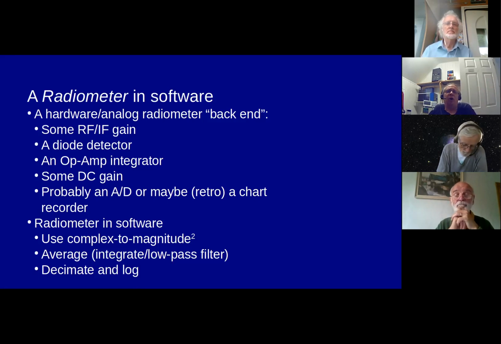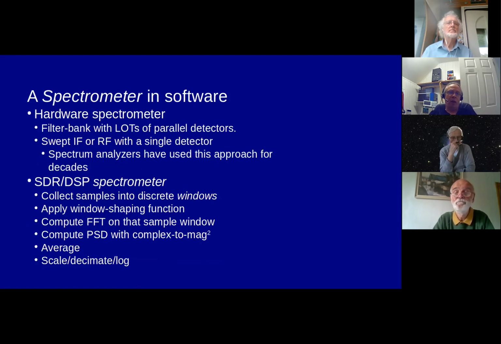A radiometer in software, assuming you have a complex baseband signal flow, you simply convert the complex elements into what's called the magnitude squared. You average it and you decimate it and log it, and you're done. You have a radiometer. Very simple. And we're going to see that in a few minutes.